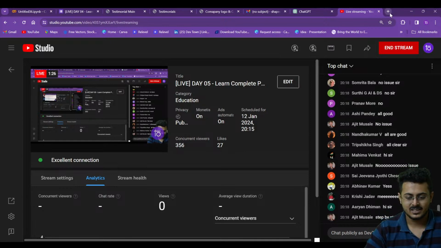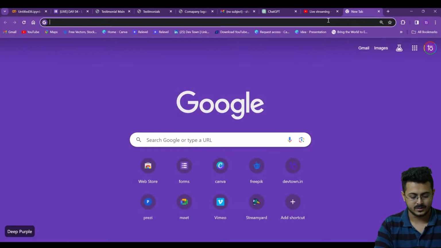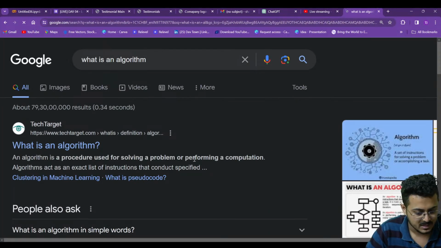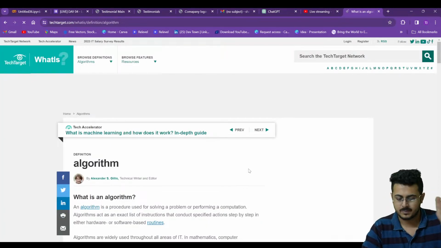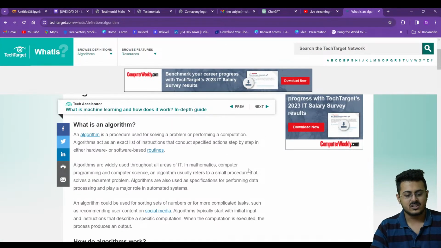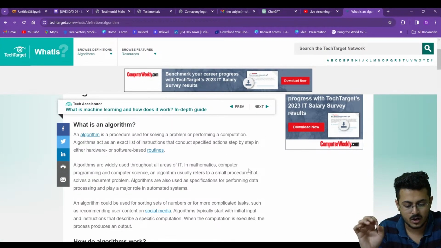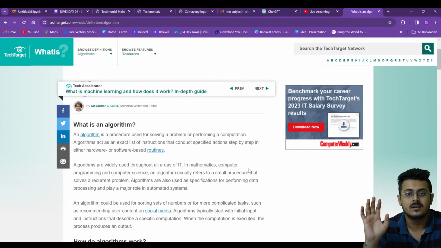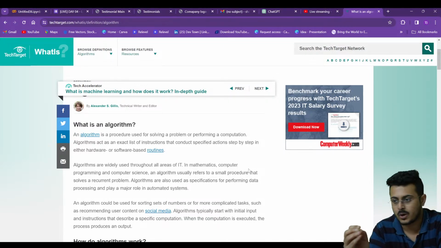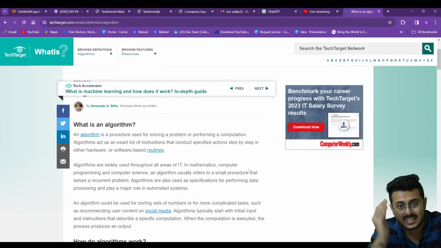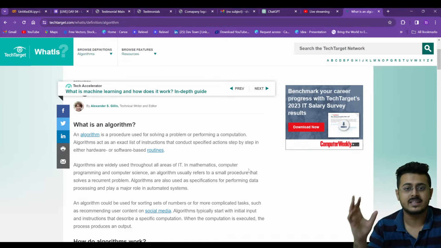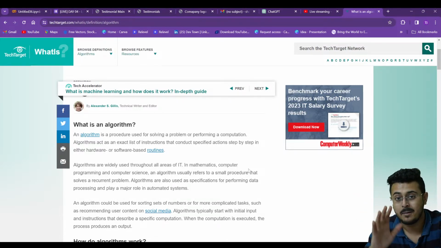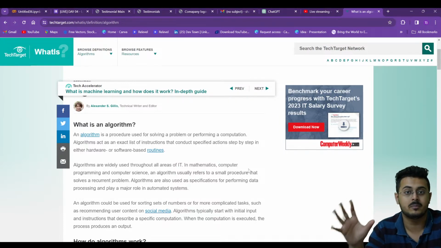So let's do one thing. Let's do a simple Google search, right? What is an algorithm? I'm doing it right over here. Let's take up the first website itself. It is defined as: an algorithm is a procedure used for solving a problem or performing a computation. Simple. For any particular problem that you are facing, a step-by-step procedure for solving that problem is called an algorithm. As simple as that. Please do remember it is a step-by-step procedure of solving that problem statement.